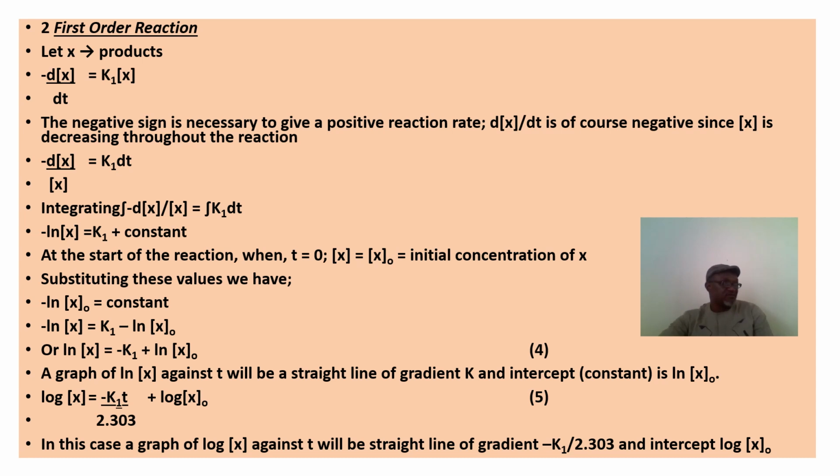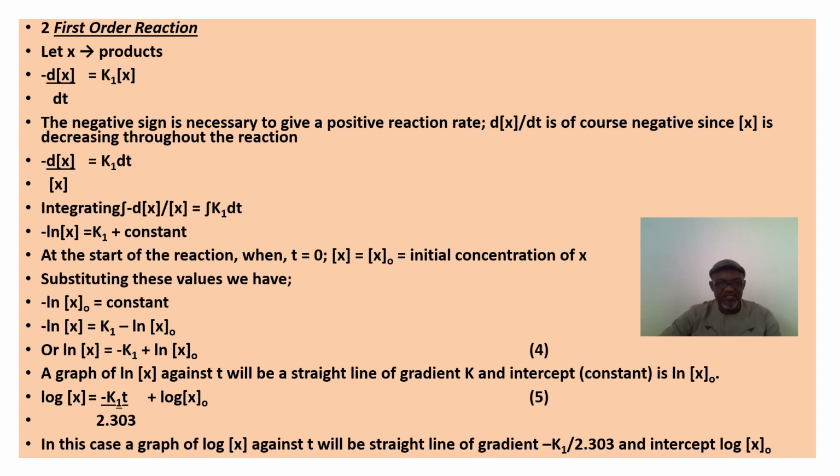This time again, we'll reduce this to a straight line graph. So a graph of ln x against t will be a straight line of gradient k, and the intercept, that is the constant, will be ln x0. Of course, we can also convert ln to log, and that gives us equation 5, if we remember that ln x is equal to 2.303 log x. So we can move from equation 4 to equation 5.